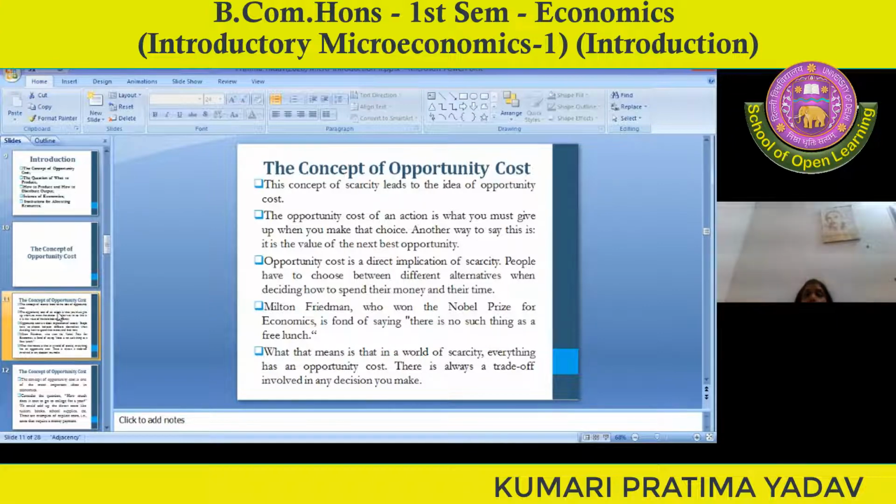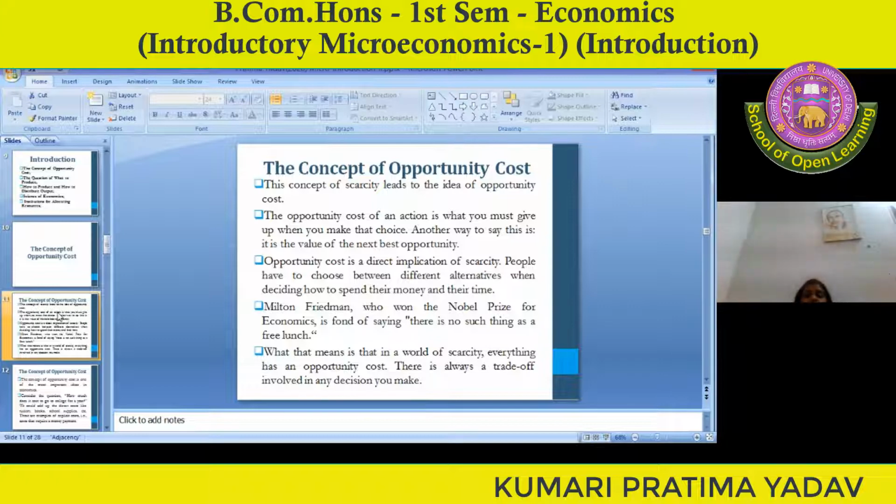So basically, opportunity cost comes into existence because we have choices. Because we have choices and we make a judgment for one thing, we leave another thing. So that is the opportunity cost. In the words of Milton Friedman, the Nobel laureate in economics, who was fond of saying there is no such thing as a free lunch. It means if you take something, you leave something. There is nothing free.